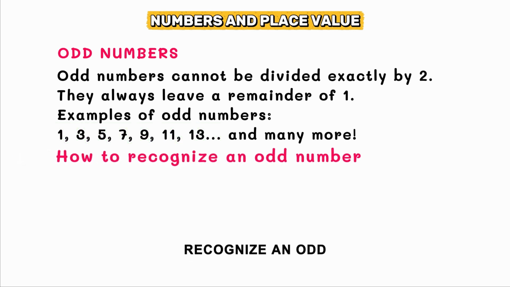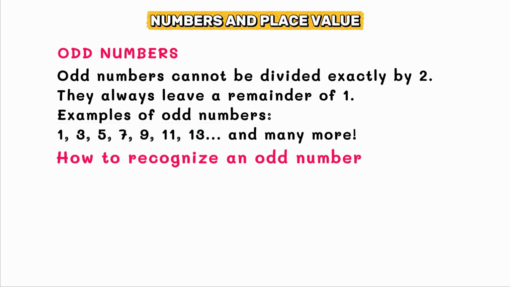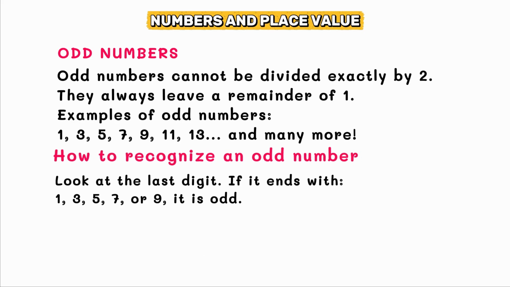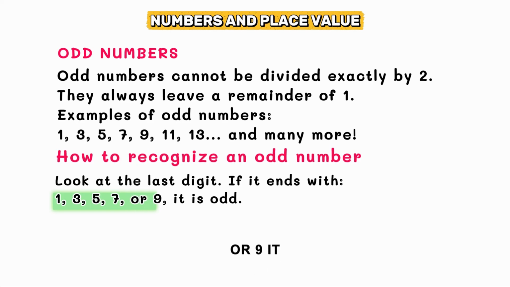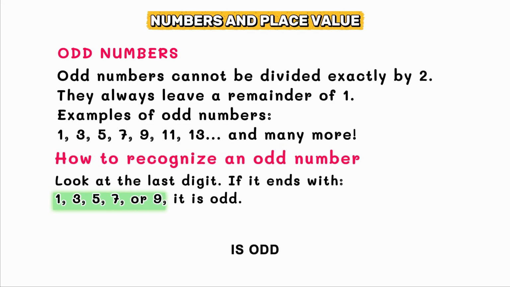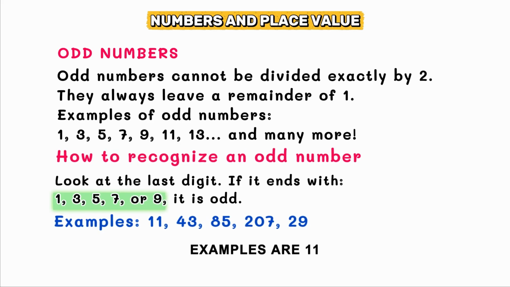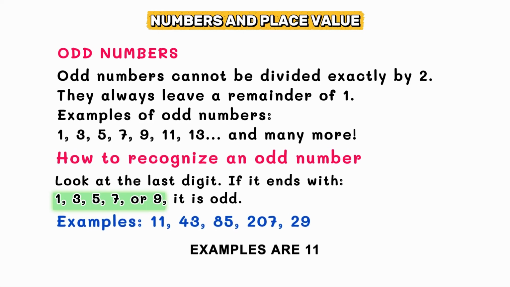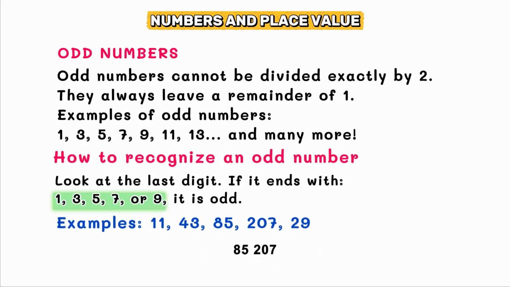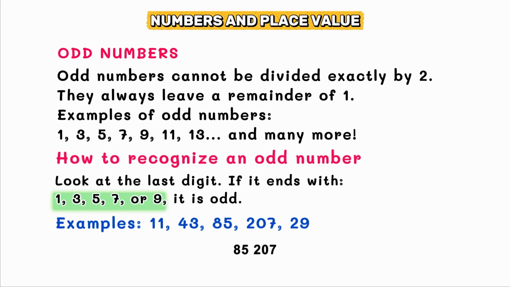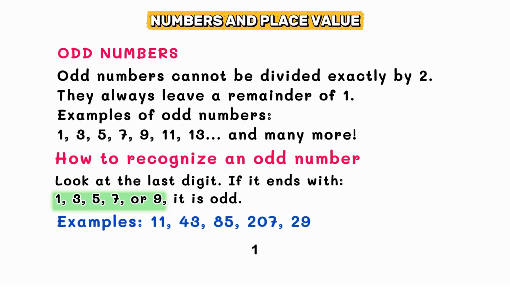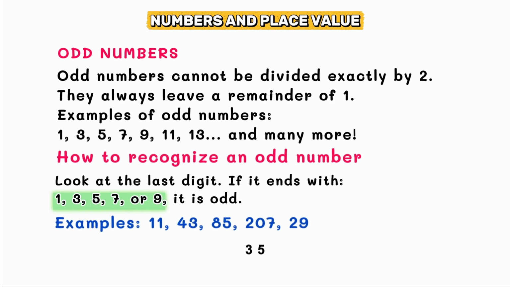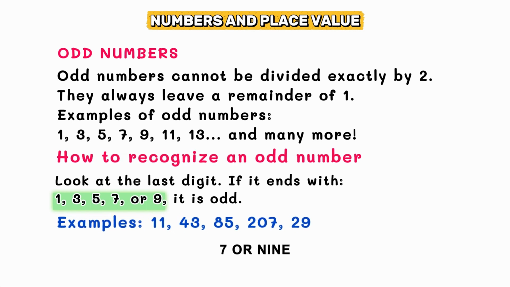How do you recognize an odd number? Just look at the last digit. If it ends with 1, 3, 5, 7, or 9, it is odd. Examples are 11, 43, 85, 207, 29. They all end with either 1, 3, 5, 7, or 9.